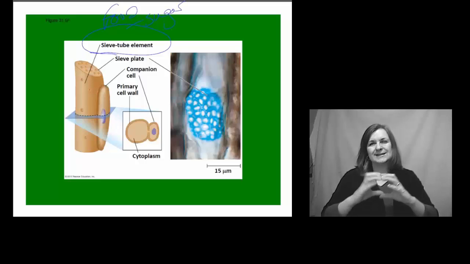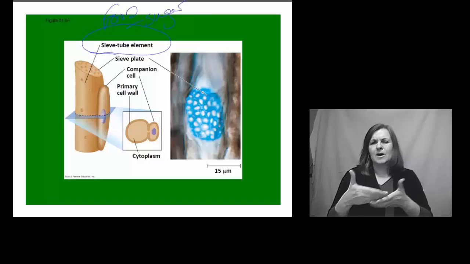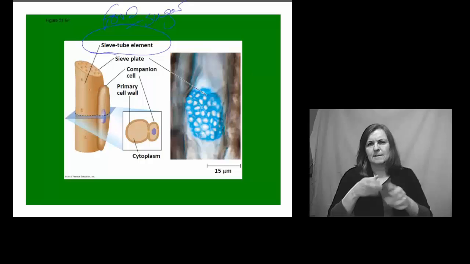Which cells in the vascular tissue or which component of the vascular bundle did we say was primarily associated with food?